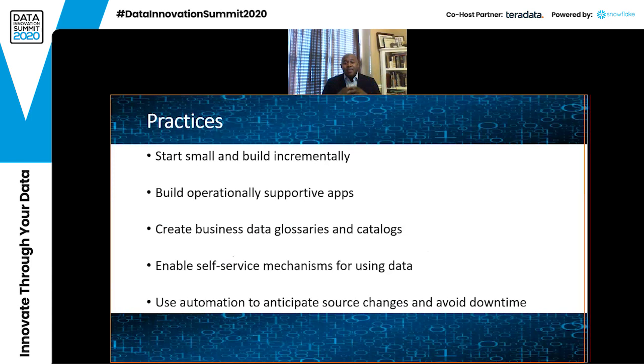And the fifth thing, my fifth best practice, is use automation to anticipate source changes and avoid downtime. But in my terms, automate, automate, automate. We want to make sure we automate as much as possible. And we want to use that automation because we can have scripts running to make sure that we can see the source change and be prepared to retrieve that data. And that in turn will help us avoid downtime.